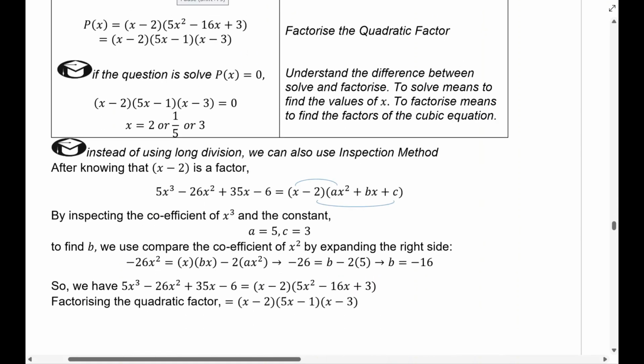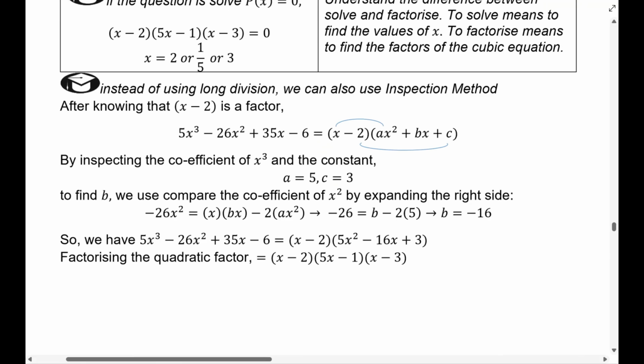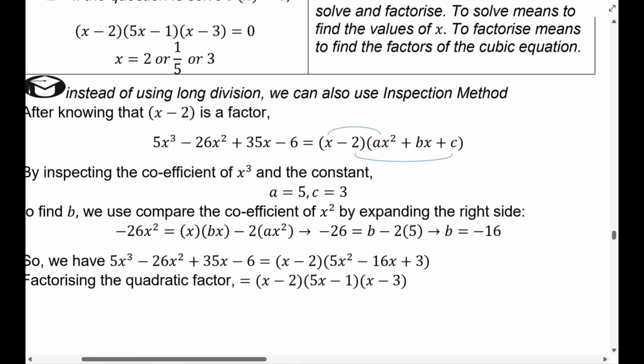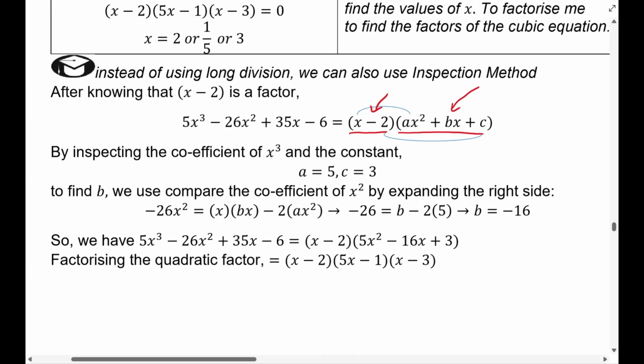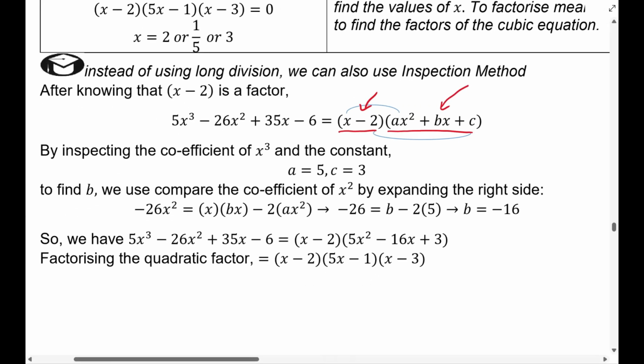So what is the inspection method? Now if we come down here, after knowing that x minus 2 is a factor, we can express it into these two brackets like what I've written out previously. So this is your known factor, and then this is your other two factors in one quadratic bracket. It's called the inspection method because once again we are comparing the coefficients on the left hand side and on the right hand side.